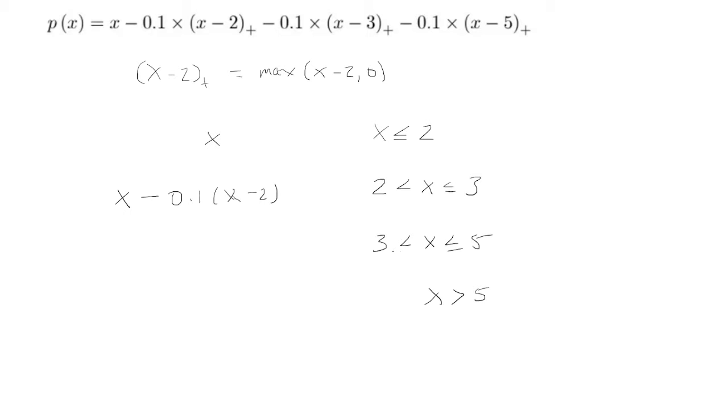Now pick a number between 3 and 5, let's say 4. This is now positive, this is positive, but this is negative. So because this is negative, we're going to say it's going to be 0. So we're going to hold these three terms now. So it'll be x minus 0.1 times x minus 2 minus 0.1 times x minus 3. And now when x is greater than 5, each one of these parentheses is going to be positive, so therefore we could just leave it alone.